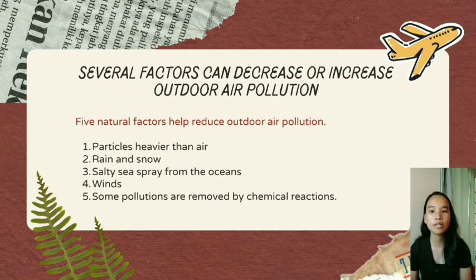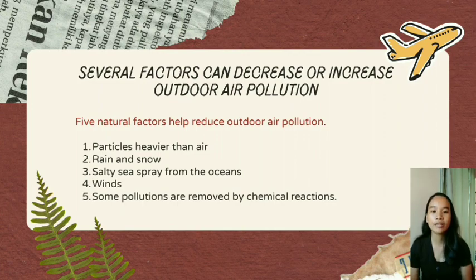First are the particles heavier than air. They settle out as a result of gravitational attraction to the earth. Second is the rain and snow. It helps cleanse the air of pollutants. Third is the salty sea spray from the oceans. It washes out many pollutants from air that flows from land over the oceans. Fourth is the wind. It sweeps pollutants away and mixes them with cleaner air.